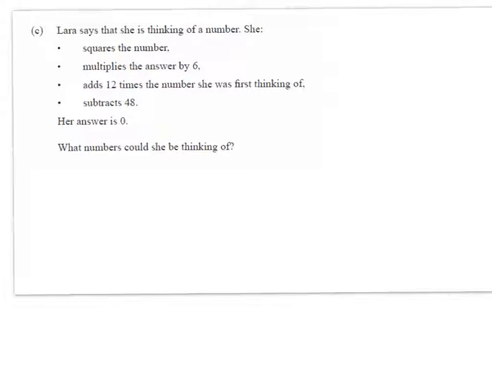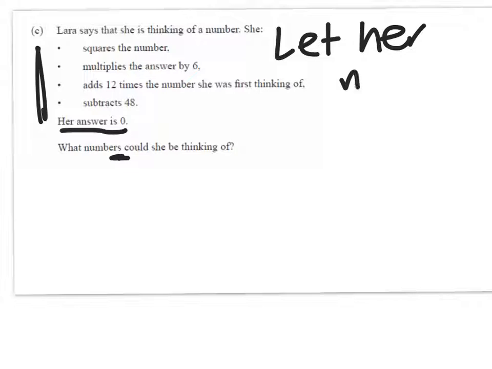Right, so the last question here is one where you've got to write an equation from some words. So Lara says that she's thinking of a number, and then she does these things to the number, and she ends up with 0. What numbers could she be thinking of? So we'll let her number be x.